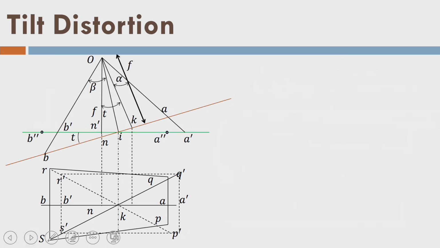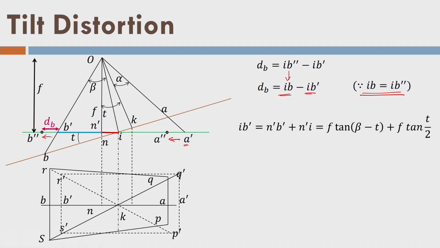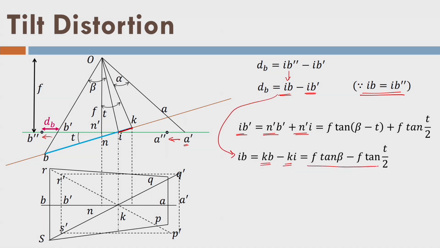So, what about point B? Again, this is focal length F. You can see here that because of the tilt distortion, point A is shifting inside like this, but point B is shifting outside because we have rotated the tilted image into the vertical image. So, I can write dB is equal to IB minus IB dash, and IB dash itself is equal to N dash B dash plus N dash I from this simple relationship of the vertical photograph. IB is equal to KB minus KI and equal to F tangent beta minus F tangent t by 2.